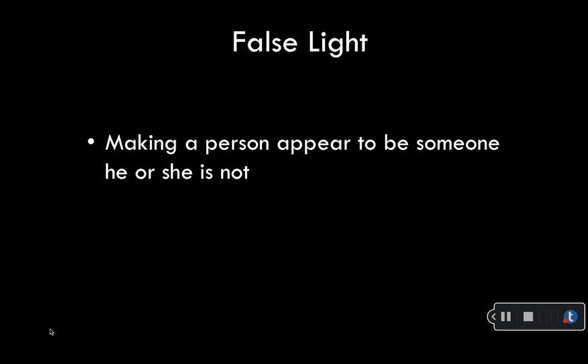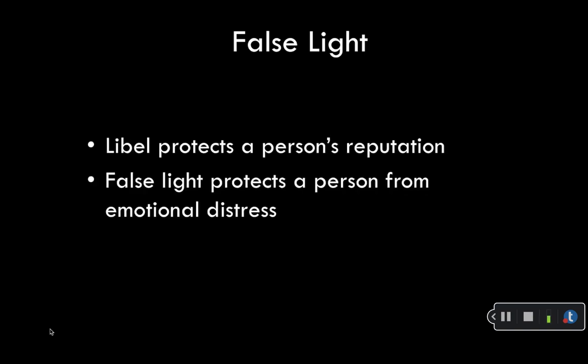First, false light. False light is a cousin to libel, and some say we don't even need false light, that libel is enough. False light involves making a person seem in the public eye to be someone that they are not. Some states don't allow false light suits. False light doesn't have to rise to the level, though, of injuring someone's reputation like it does with libel. Again, libel protects a person's reputation. The purpose of false light is to protect a person from emotional distress.